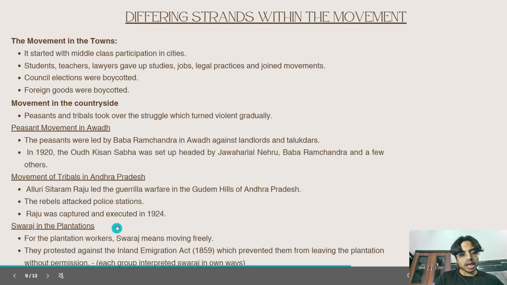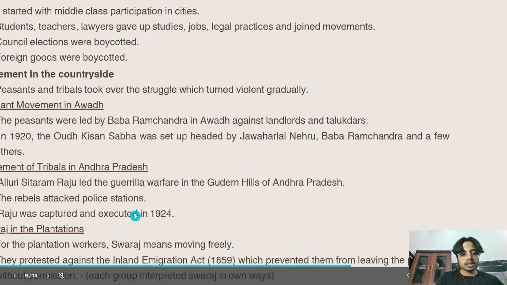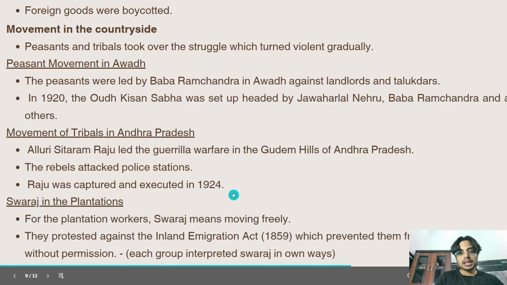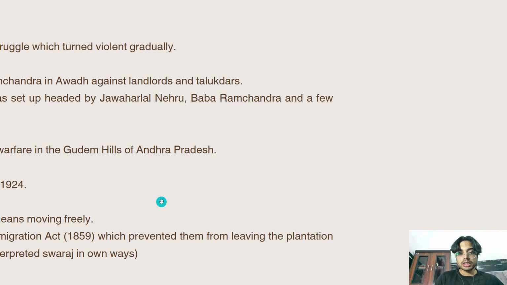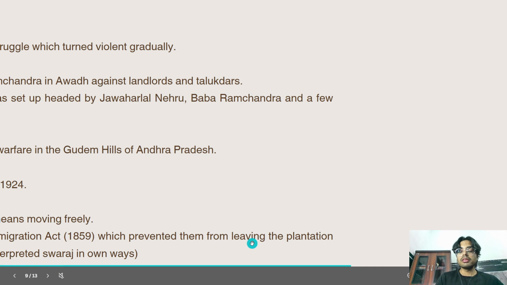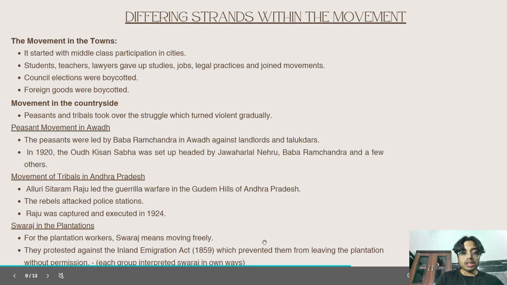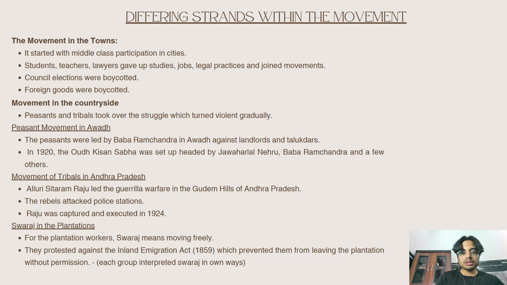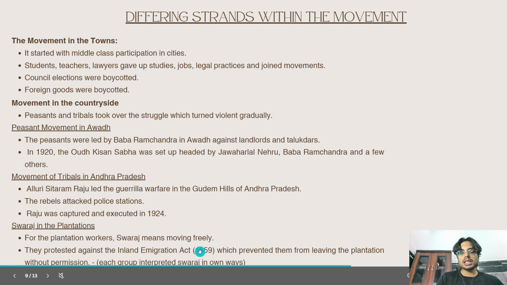Now let's see how Swaraj was interpreted by plantation workers. For the plantation workers, Swaraj means moving freely. They protested against the Inland Immigration Act, which was introduced in 1859, which prevented them from leaving the plantation without any permission. According to this act, they were not allowed to leave without the permission of the British. So what they did was they broke the law and they left the plantation without permission.